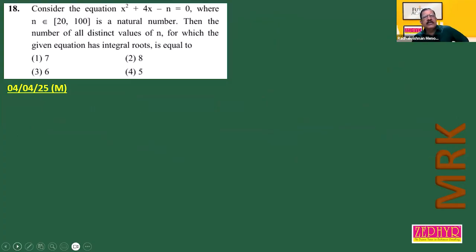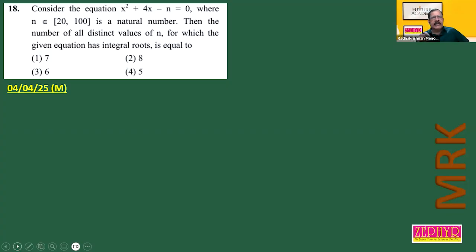Consider the equation x squared plus 4x minus n equal to 0, where n belongs to the closed interval 20 to 100, where n is a natural number. Then the number of all distinct values of n. n must lie in between 20 and 100, and they are the roots. So consider the quadratic equation, natural number, the number of all distinct values for which the given equation has integral roots.